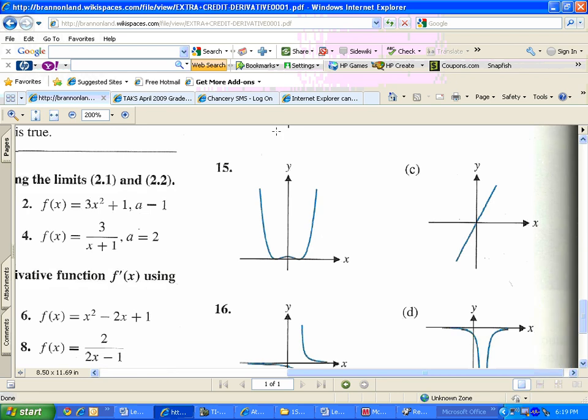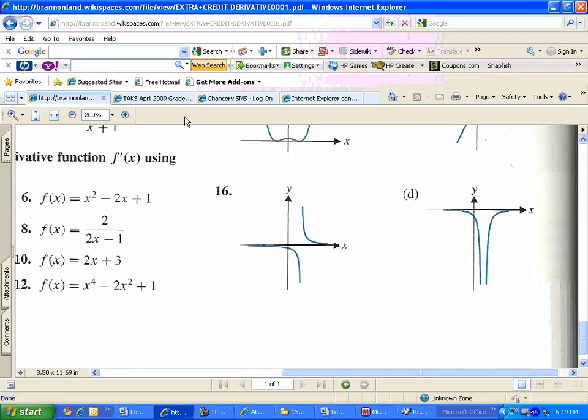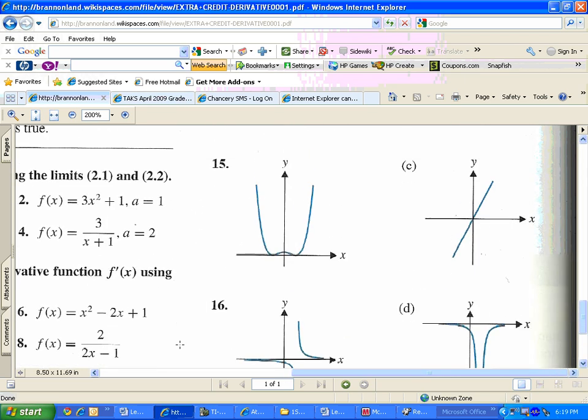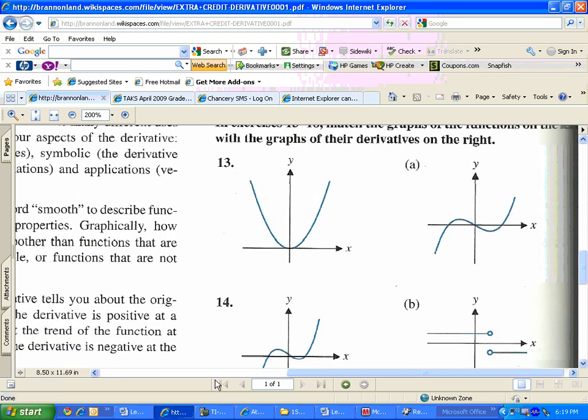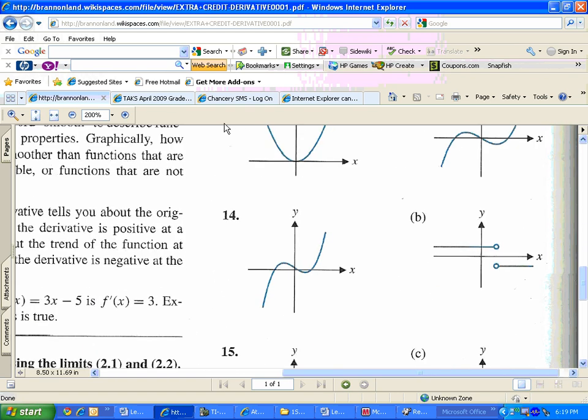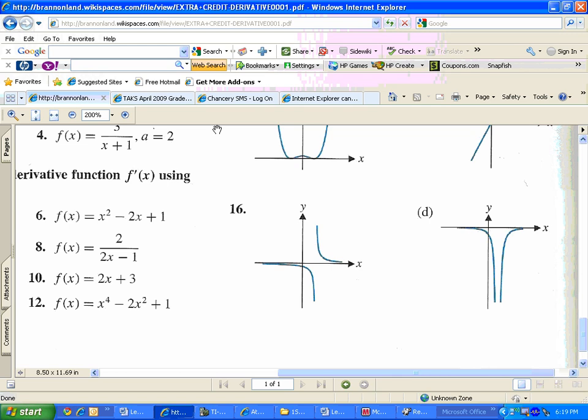So that's what you have to do for 13 through, what is that, 18. I believe it was 18. It said 18, but you only have 13, 14, 15, and 16.